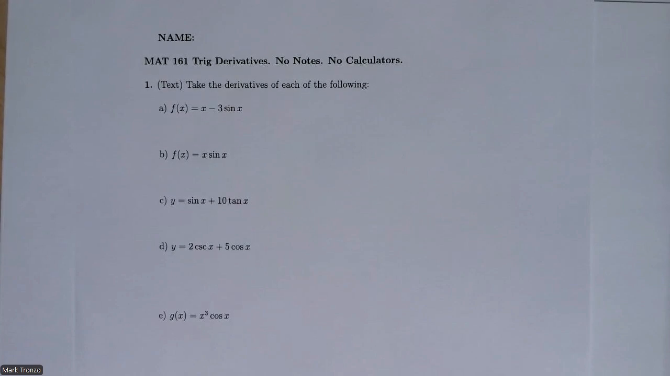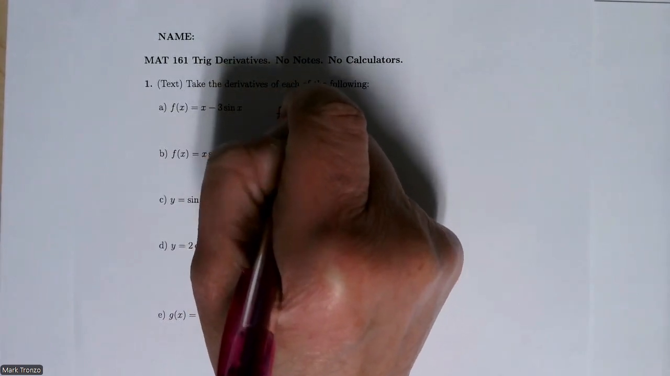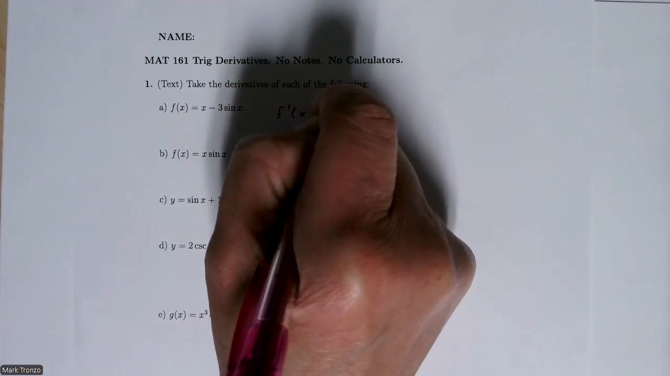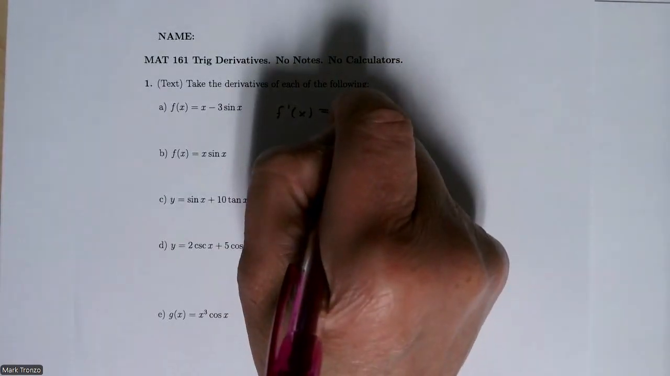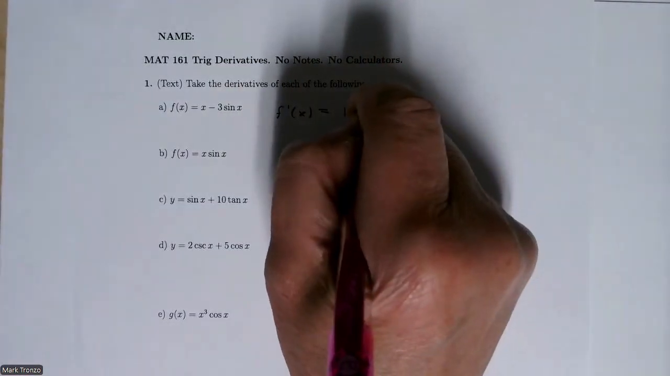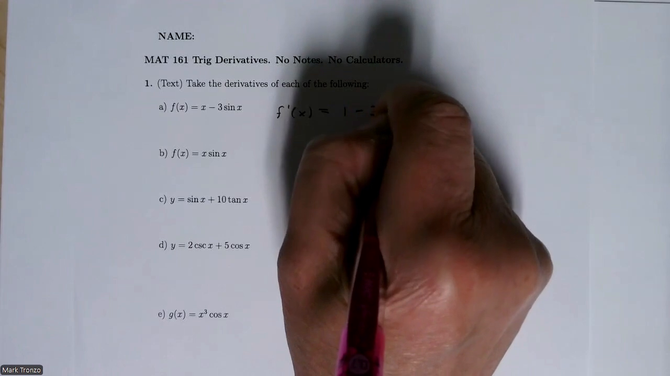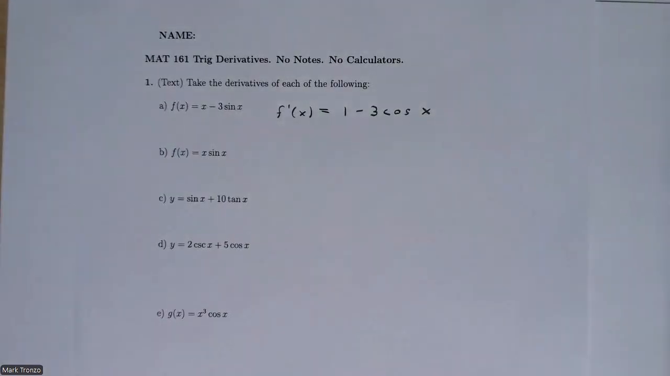Next, let's go through this worksheet. Find the derivative of each of the following. And so this first one, of course, the derivative of x is just 1, and the derivative of the sine is cosine. So this will be 1 minus 3 cosine x.